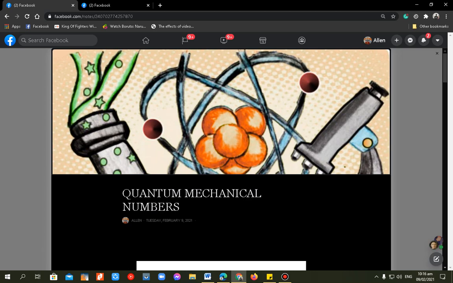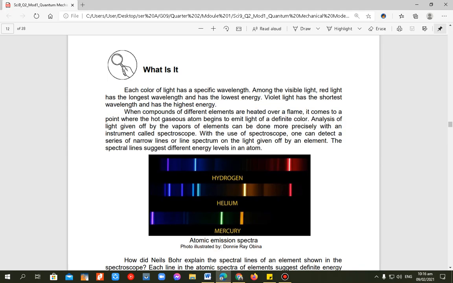So moving on, our topic for today is about the quantum mechanical numbers. So in here, what is it? Each color of light has a specific wavelength. Among the visible light, red has the longest wavelength. Take note of that. Yung red light has the longest wavelength, but it has the lowest energy. And of course, yung violet light naman has the shortest. It has the shortest wavelength and has the highest energy.